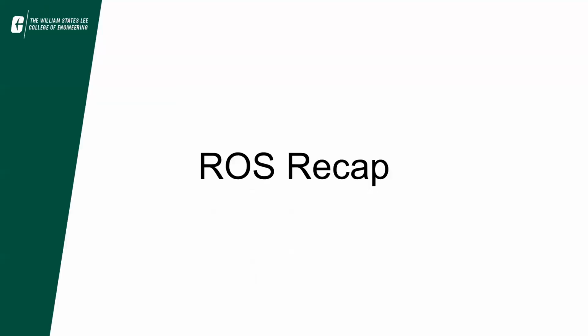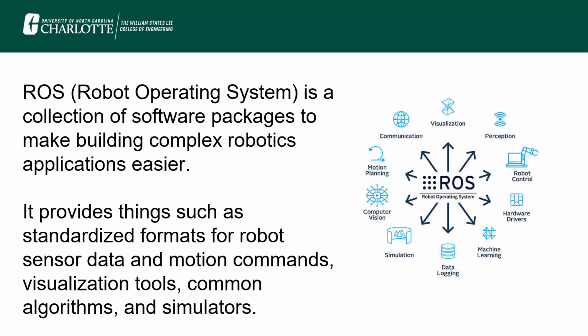So I want to recap real quick what we talked about last time very briefly, and then we'll get into our new content today. So real quickly, what is ROS again? ROS stands for Robot Operating System, and it's a collection of software packages to make building complex robotics applications easier. And it makes it easier by standardizing a lot of different things in robotics.